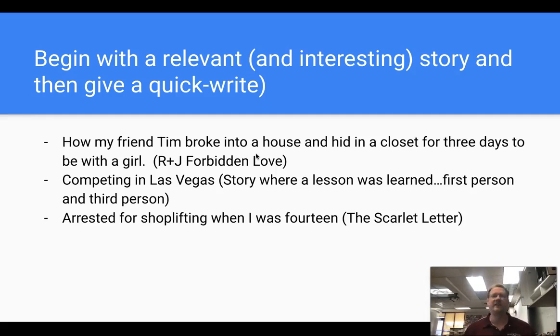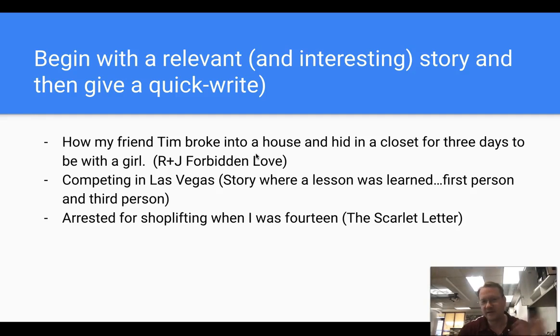Now, the story that I tell is very interesting, and it ties into Romeo and Juliet, forbidden love, because then I connect with that. I talk about when I was competing in Las Vegas. The whole tie-in was I asked the students to write a story where a lesson was learned. And I tell this story about how I learned a lesson in Vegas.